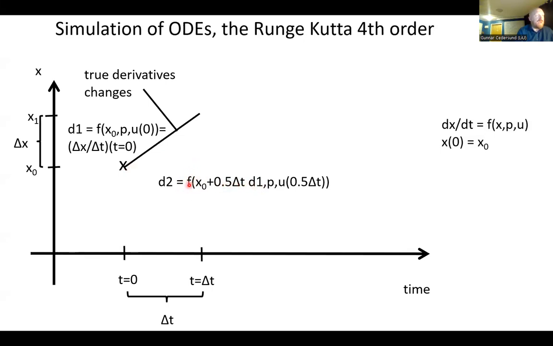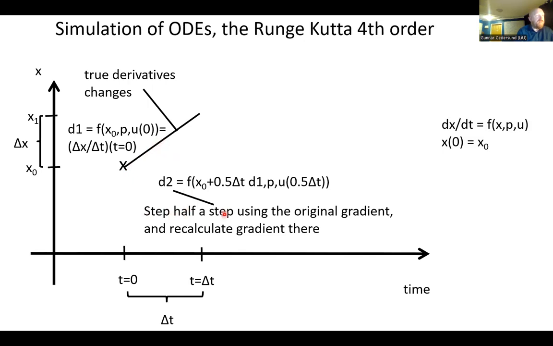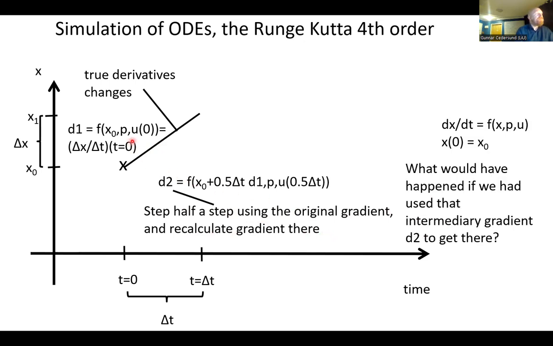So f allows us to calculate the derivative, the slope, at half the step size. So we step half a step using the original gradient and recalculate the gradient here. But then what if we would have used this new gradient, d2, and done the step instead? So if we use this updated gradient that is in the middle, what if we would have taken a step from the beginning to the middle with this new derivative? That's d3. So it's sort of a doll in a doll.